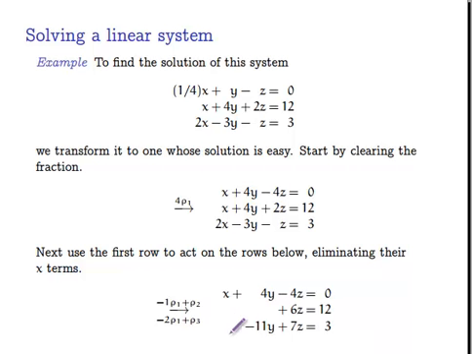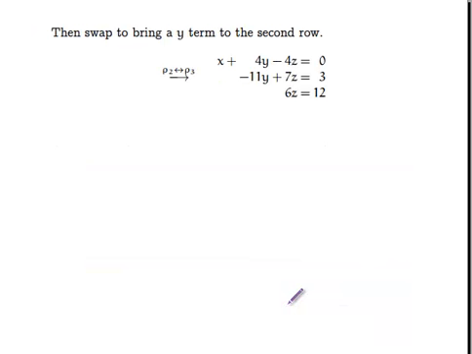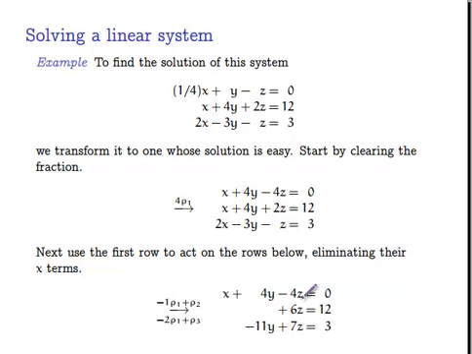You can work out the algebra. The result will be this equation here. Okay. So, if you notice here, the equation 6z equals 12 can be solved immediately. And the way we do this is we solve the equations from the bottom up.